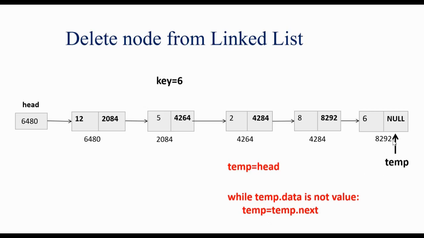But here there is a problem. If you want to remove this node, then you have to update the next pointer of the previous node to null. So we should have a pointer to that node.